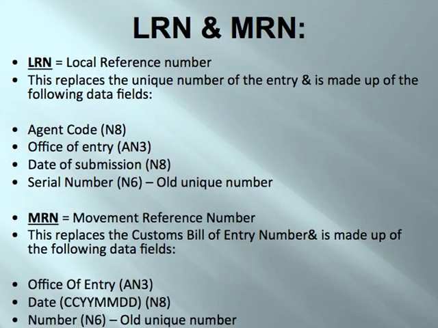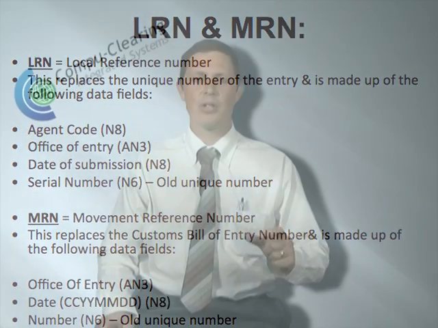The next change is the LRN and MRN numbers. The LRN is your local reference number. This replaces the unique number of the entry and is made up of the following data fields: agent code, office of entry, date of submission, serial number. The LRN number is basically replacing your old unique number. On the CompuClearing system, we're still going to refer back to the 8-character unique number exactly as it stands today. So whenever you do an inquiry or send an EDI message, you'll still use that 8-character unique number.